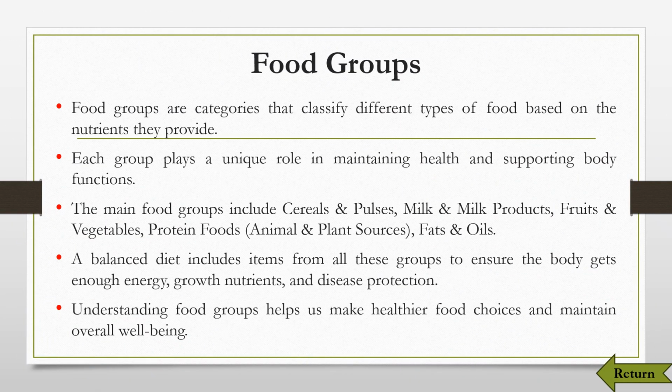Food groups. Foods are divided into groups based on the nutrients they provide. The main groups are cereals and pulses, milk and milk products, fruits and vegetables, protein foods, and fats and oils. Question for you: if you eat only pizza and soft drinks every day, are you covering all groups? No. That's why we need variety for energy, growth, and disease prevention.